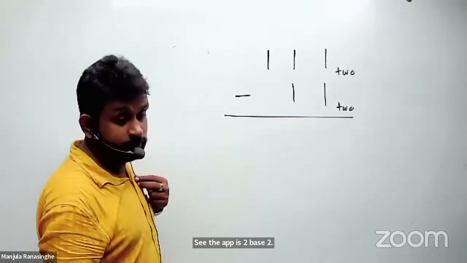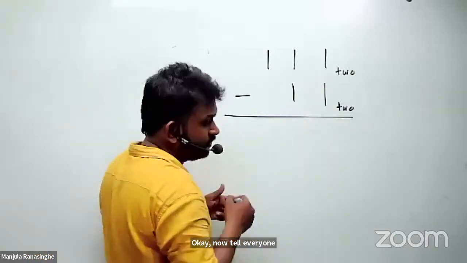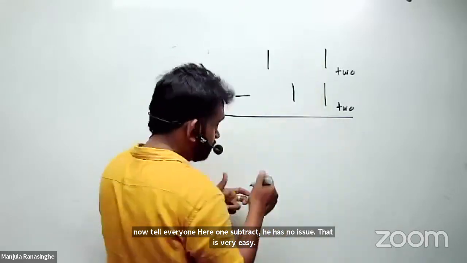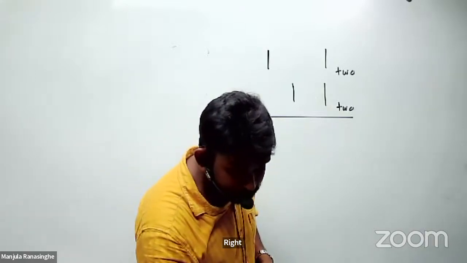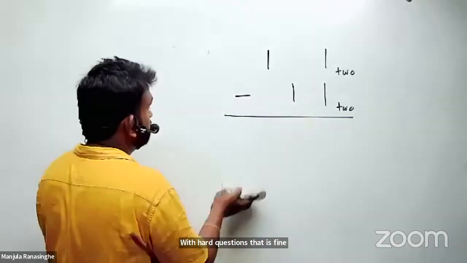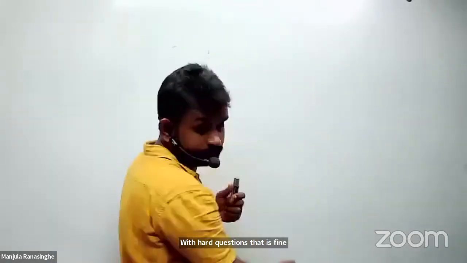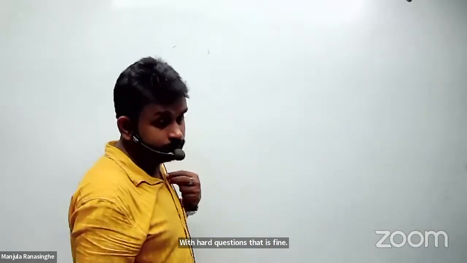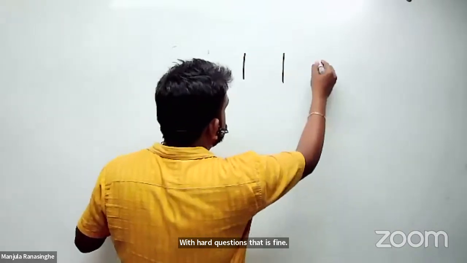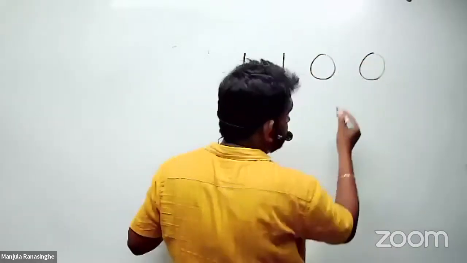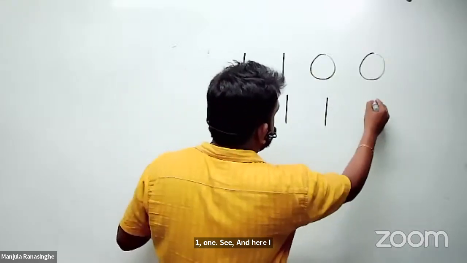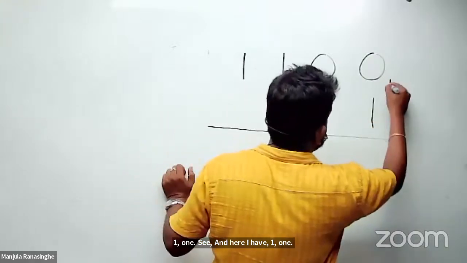Okay. Now tell everyone. Here one subtract. Here no issue. That is very easy. Now the hard questions. That is fine. One, one, zero, zero. And here I have one, one, one. Base two. See there.